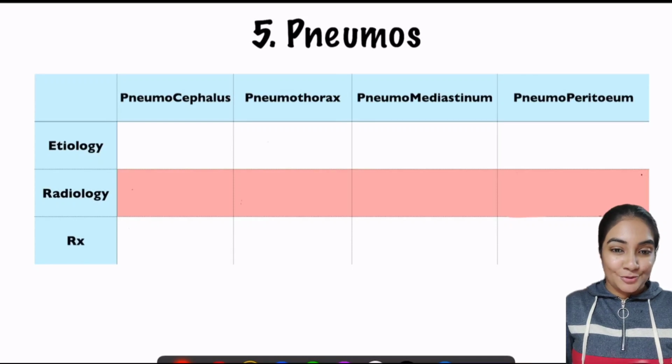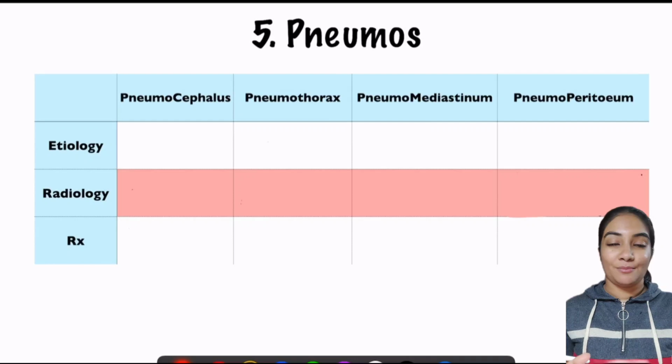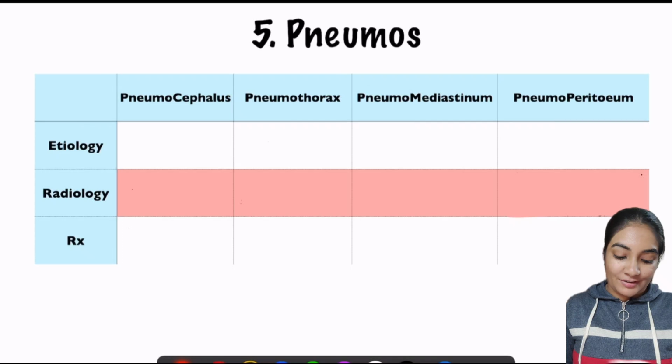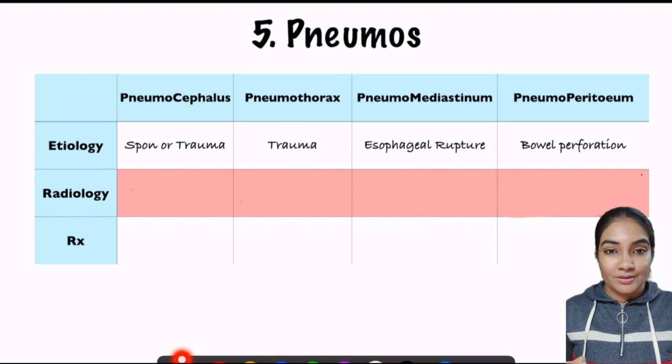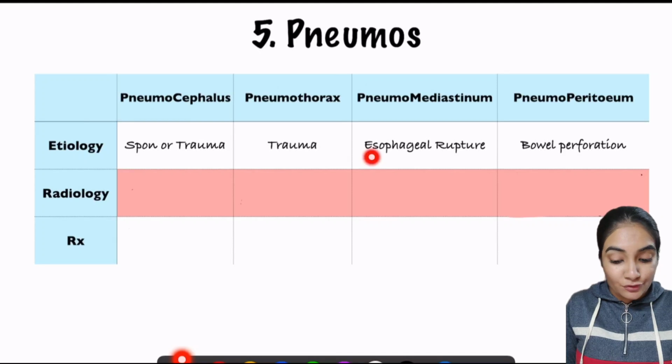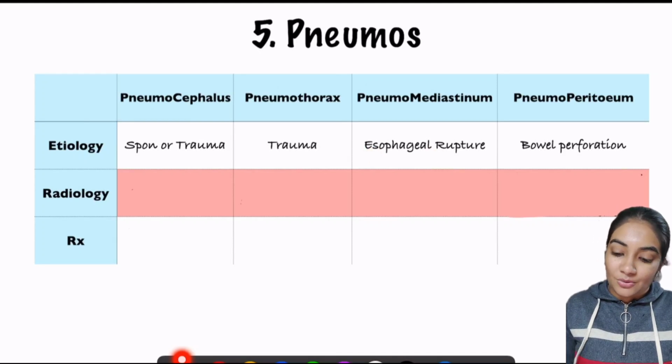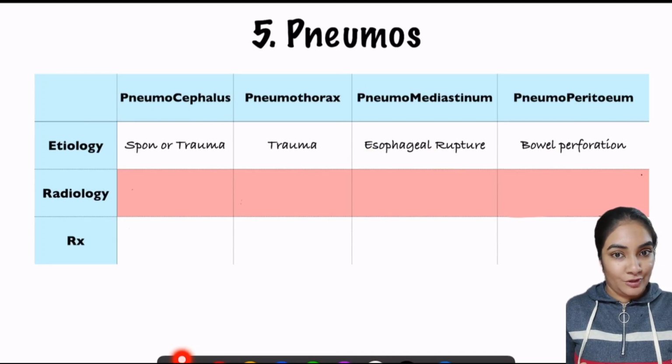Now the pneumos. I told you we'll combine all the pneumos together in the end, and this is a very important table because we often get confused here. The etiology for all these pneumos is more or less the same. There is some kind of trauma and air has entered an unknown location. So for pneumocephalus, it is spontaneous or trauma. Pneumothorax, trauma. Pneumomediastinum and peritoneum, trauma nahi hoga, but there is some kind of rupture. So mediastinum mein your esophagus has ruptured, and in peritoneum your bowel has ruptured, bowel perforation.